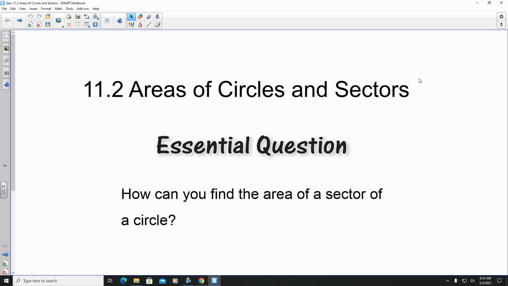In this lesson, we're looking at section 11.2, where we're going to find areas of circles and sectors. So area of a circle, again, should be something of a review to you. The new concept is going to be looking at area of a sector.